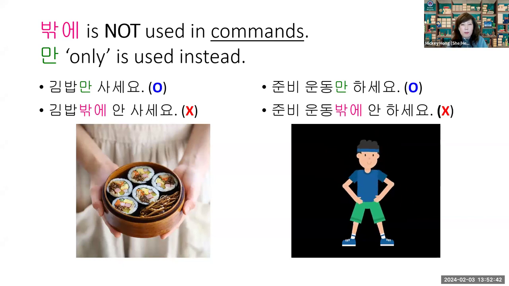But you cannot use this in commands, orders or requests. You can request somebody, 김밥만 사세요. Please buy just the kimbap. But you cannot ask, 김밥밖에 안 사세요. 밖에 is only for statements. 준비 운동만 하세요. Just do the warm up exercise. You can ask somebody to do that. You cannot say 준비 운동밖에 안 하세요. 준비 운동밖에 안 해요. All I do is just the warm up. It's just for statements, and you are emphasizing it is exclusive to something or only that little amount.